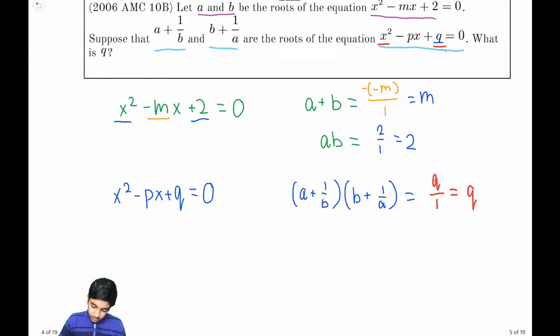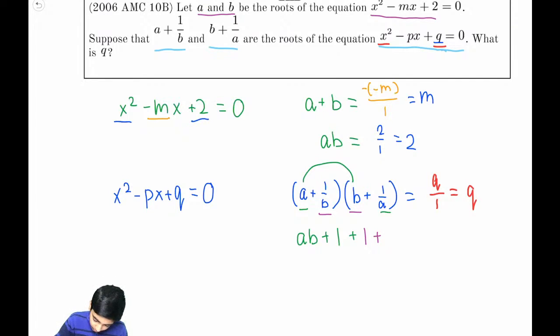So what can we do? Well, we can expand this whole thing out. So you can do a times b, which is ab, plus a times 1/a, which is 1, because the a's cancel. Plus b times 1/b, to get another 1. Plus 1/b times 1/a, which is 1/(ab). This is equal to q.